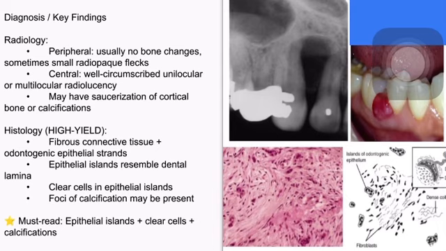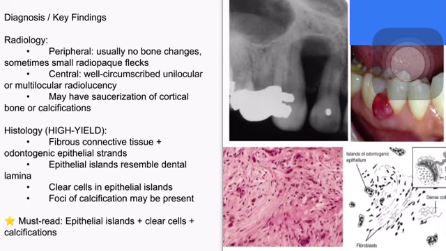Radiology. Peripheral lesions usually show no bone involvement. If calcifications are present, small radio-opaque flakes may appear. Central lesions show a well-circumscribed unilocular or multilocular radiolucency. Sometimes you will see cortical saucerization or faint calcification.